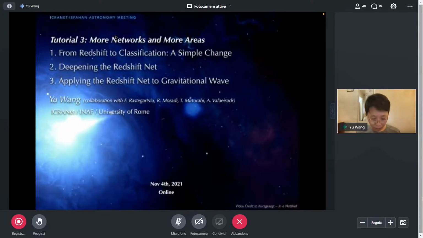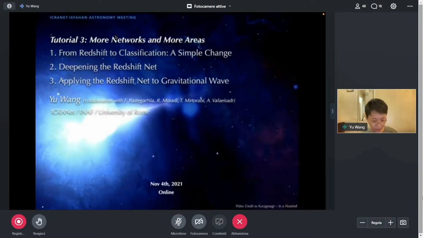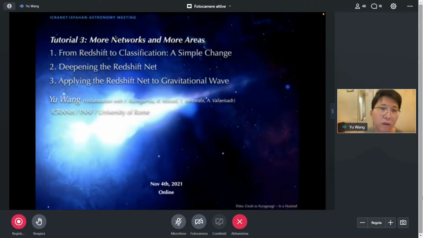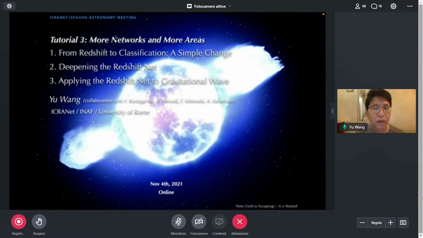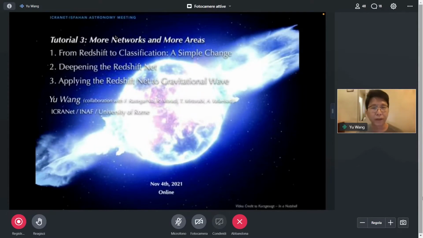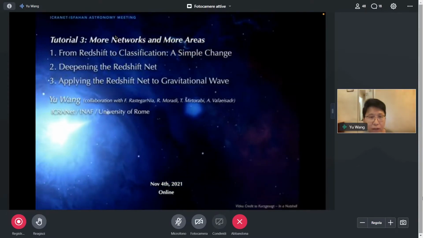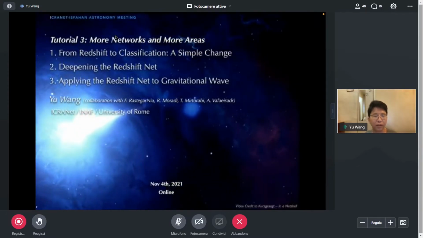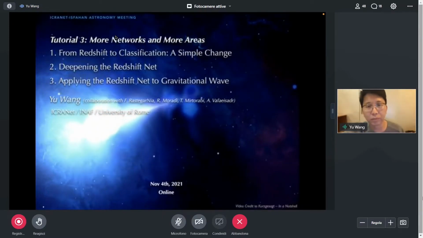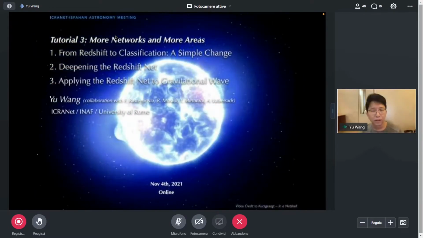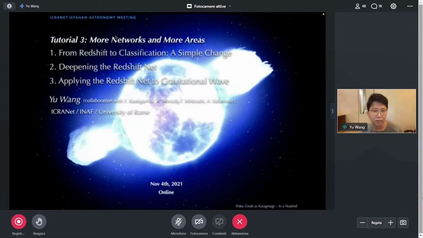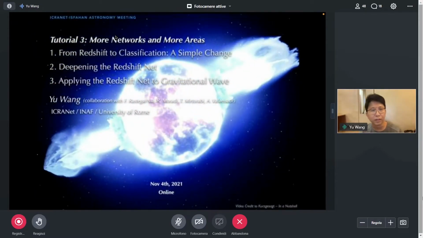So I will continue Rahim's talk and extend to more networks and more areas. So first, from redshift to classification. I can change Rahim's network a little, then that network can work for the classification problem of the SDSS data. And the second, let's try to deepen Rahim's network to see how the accuracy changes.